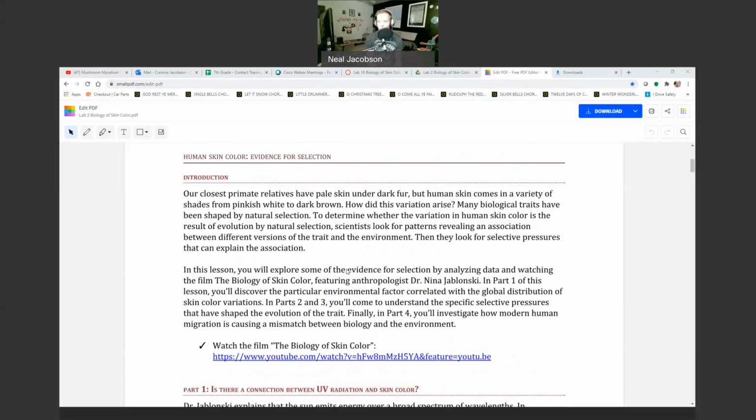We know most biological traits have been shaped by natural selection, a few by genetic drift. To determine whether the variation in human skin color is a result of evolution or natural selection, we look for patterns that reveal an association between the trait, the skin color, and the environment. Then we look for selective pressures, like what sort of environmental pressures would explain that association.